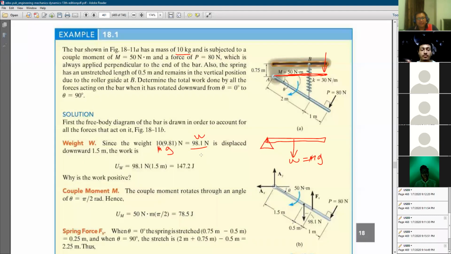And what else? You know that the total length from A to the point where we have this force here is 2 plus 1, which is 3 meter. And we know that W is at the center.